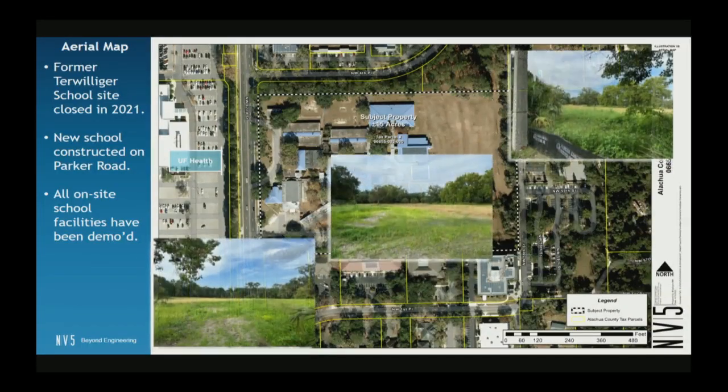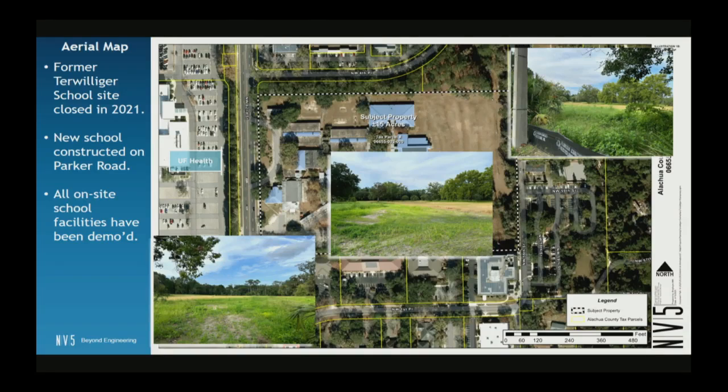So here we have the former site of the elementary school, which closed in 2021. A new school was constructed on Parker Road. Since the school is closed, all the on-site school facilities have been effectively removed. This was completed during the demolition process, and these photos show the site today, which is, as you can see, beginning to become grown over. It does not contain any structures whatsoever.